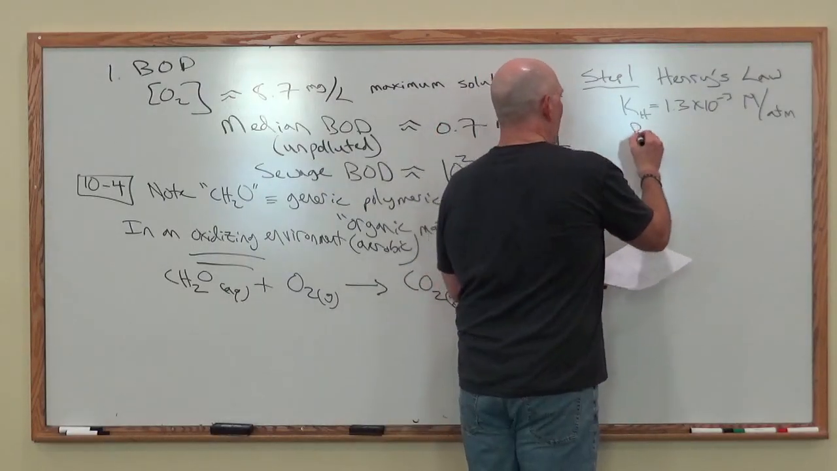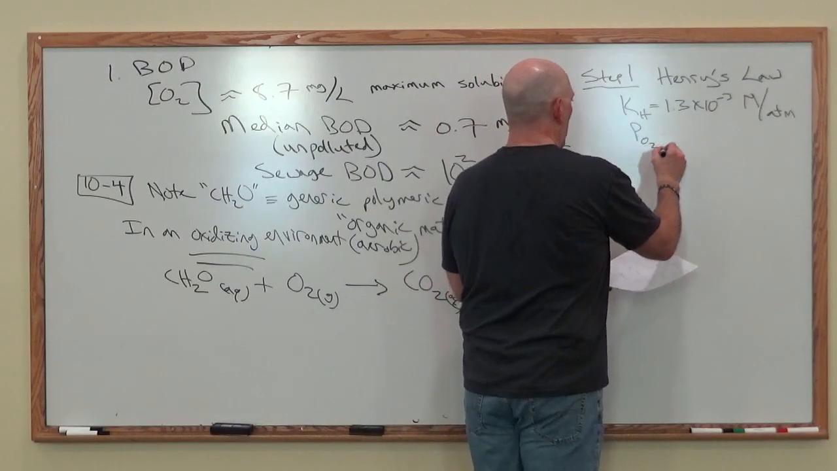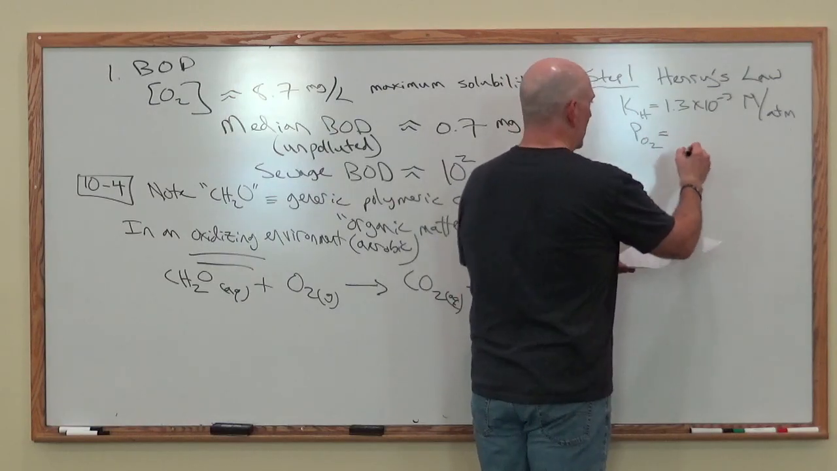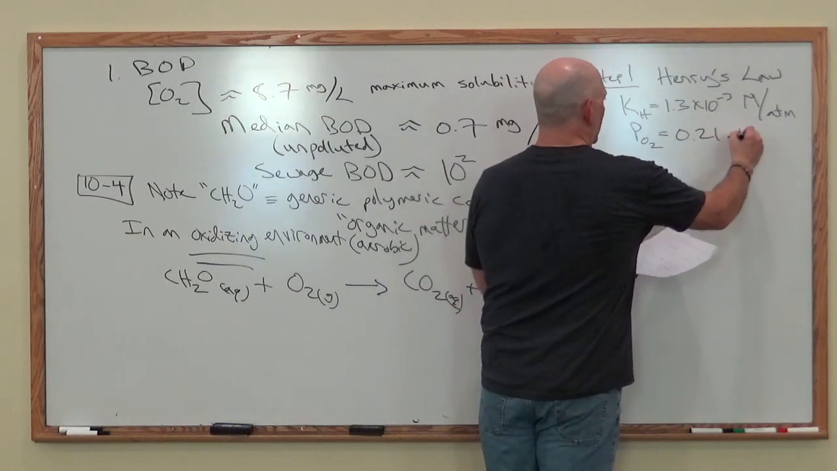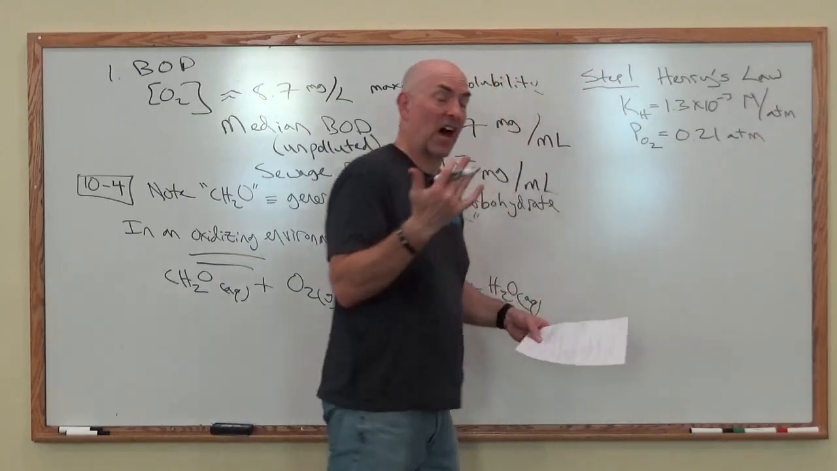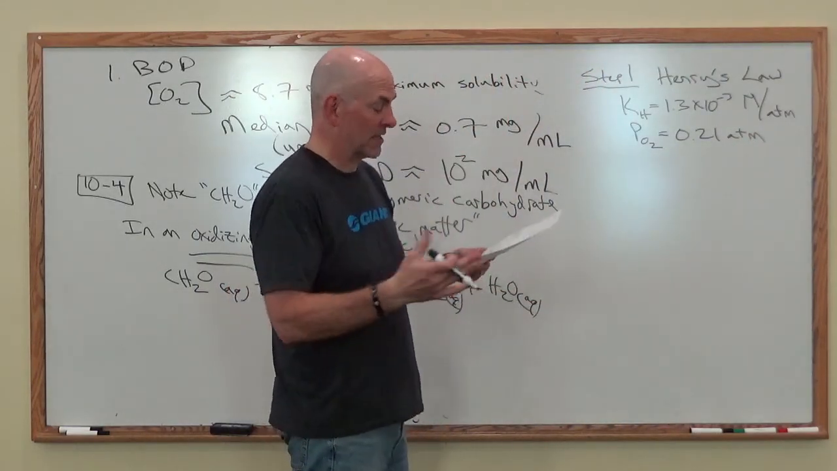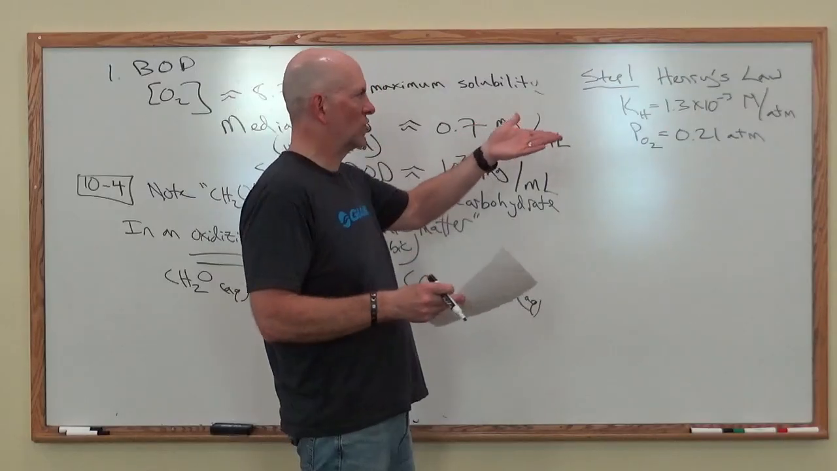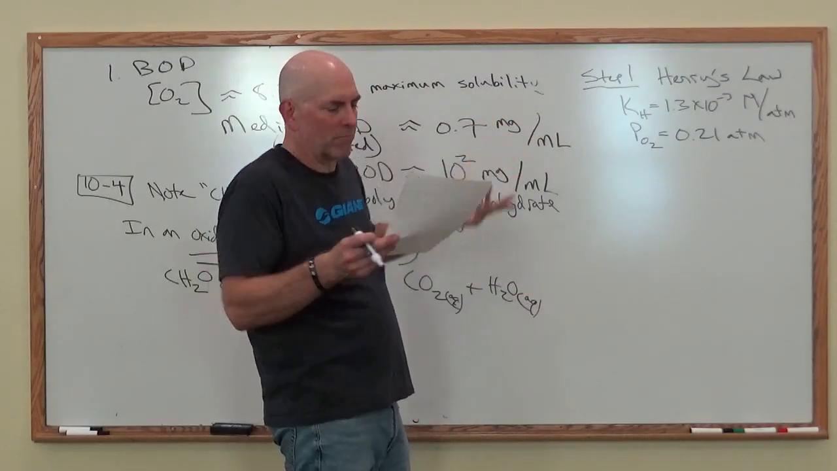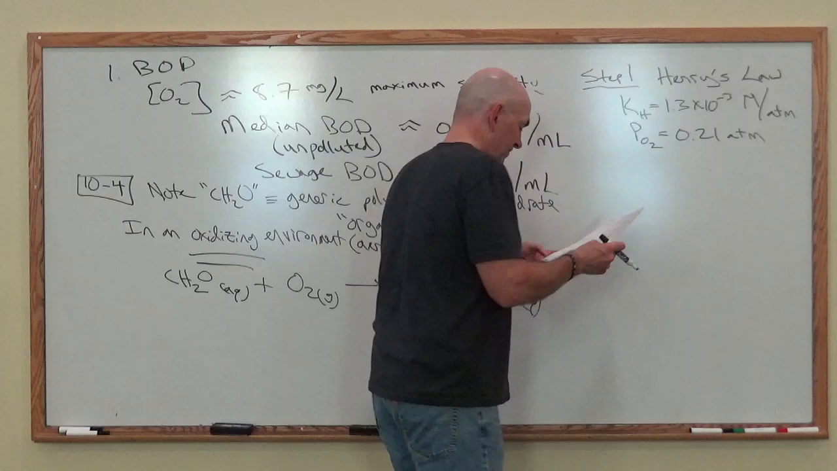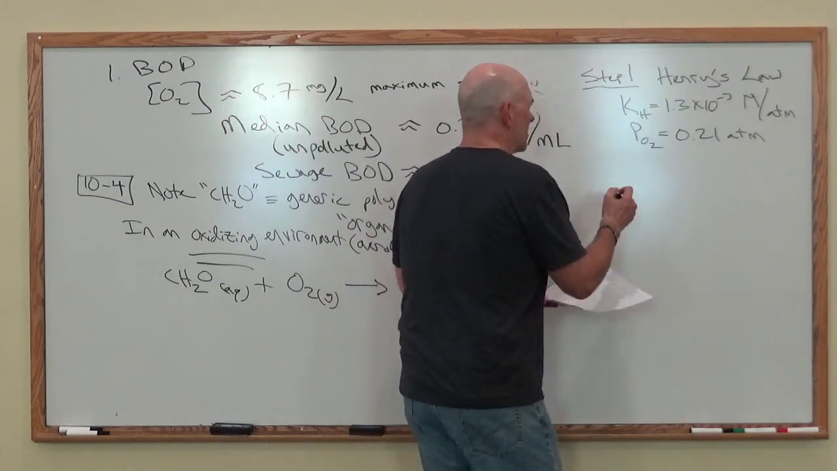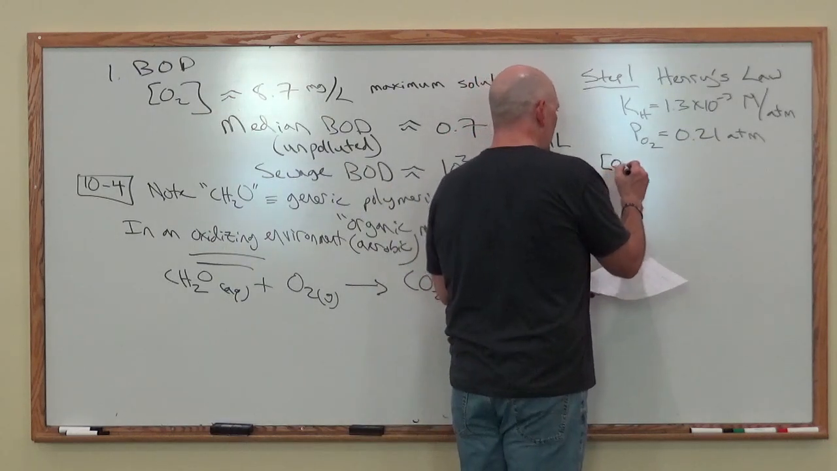And remember that we are assuming a partial pressure of oxygen of 0.21 atmospheres, which is consistent with the fact that oxygen is approximately 20% of the atmosphere. So 0.21, 21% of one atmosphere. And I think we've done this problem before, so I'm going to streamline this a little bit.